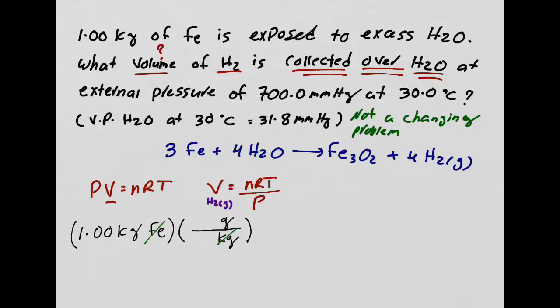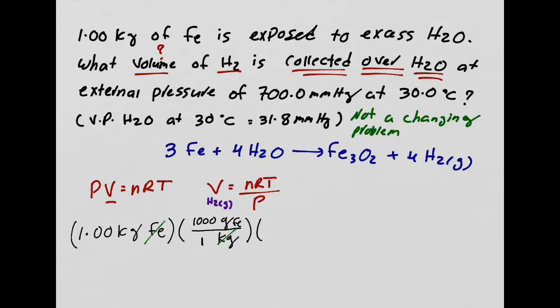What's the conversion between kilograms and grams? Remember, kilograms is a larger unit, so you always put a 1 next to the larger unit. 1 kilogram is 1,000 grams. Again, grams I don't want.